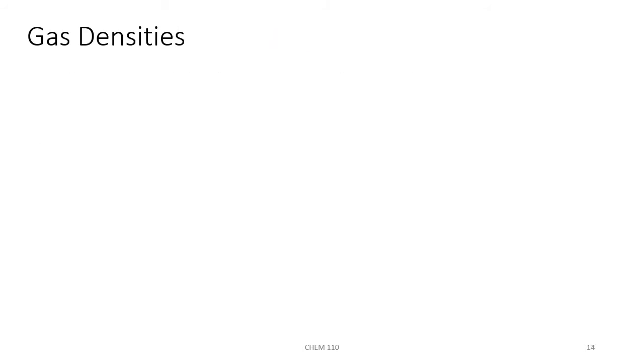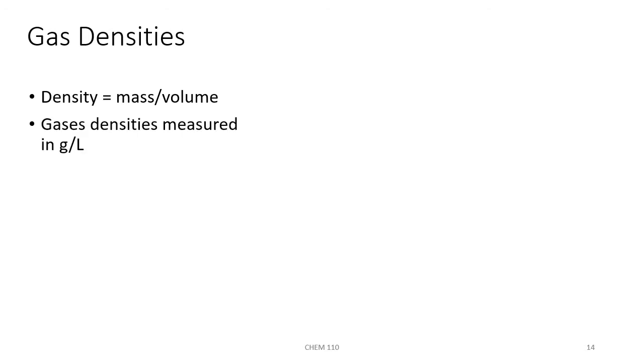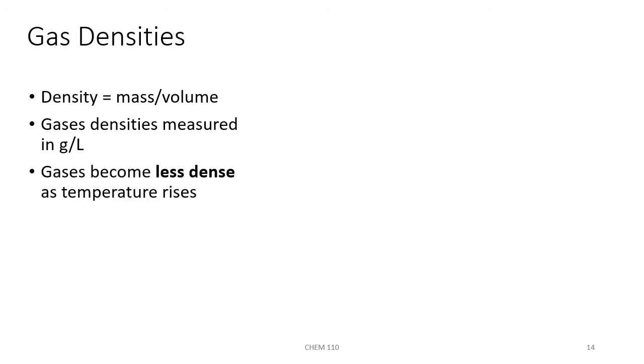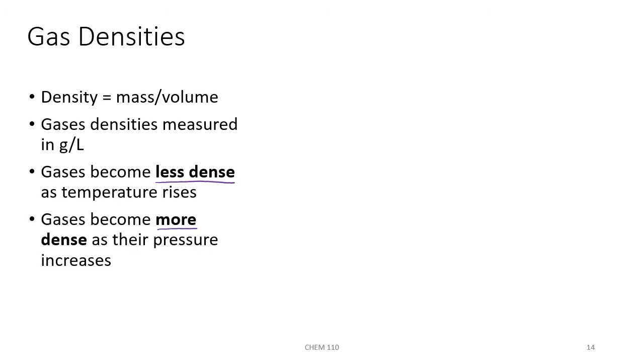We can also use the ideal gas law to calculate gas densities. Density is defined as mass per unit volume. Gases are very light, and so their densities are measured in grams per liter, rather than in the familiar grams per milliliter or grams per centimeter cubed. Gases become less dense as the temperature increases, and gases will become more dense as their pressure increases.